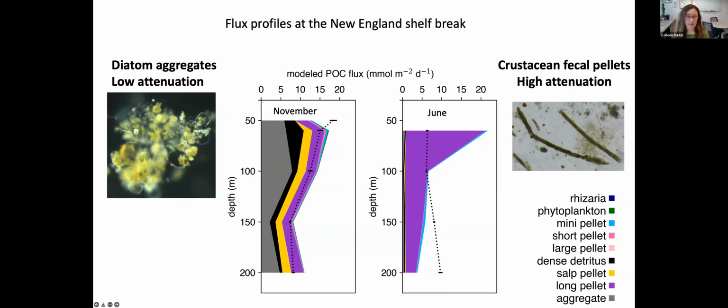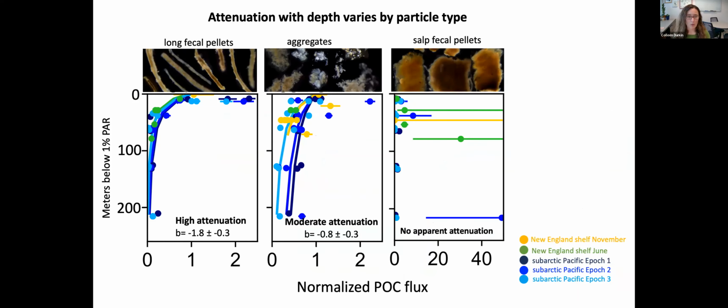And so what I did is I took this data and combined it with that North Pacific data in order to see if there's any general patterns that we see. And so that's what you're looking at here. In order to put those 2 data sets together, I had to normalize them since they were collected at different depths. So the depth here is the meters below the 1% PAR, and the x-axis is normalized POC flux. And the different colors on these graphs are the different trap deployments.